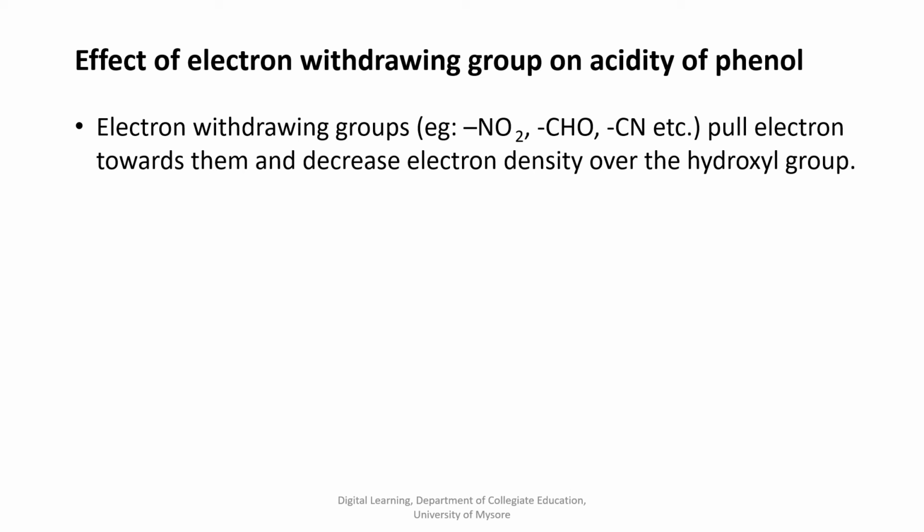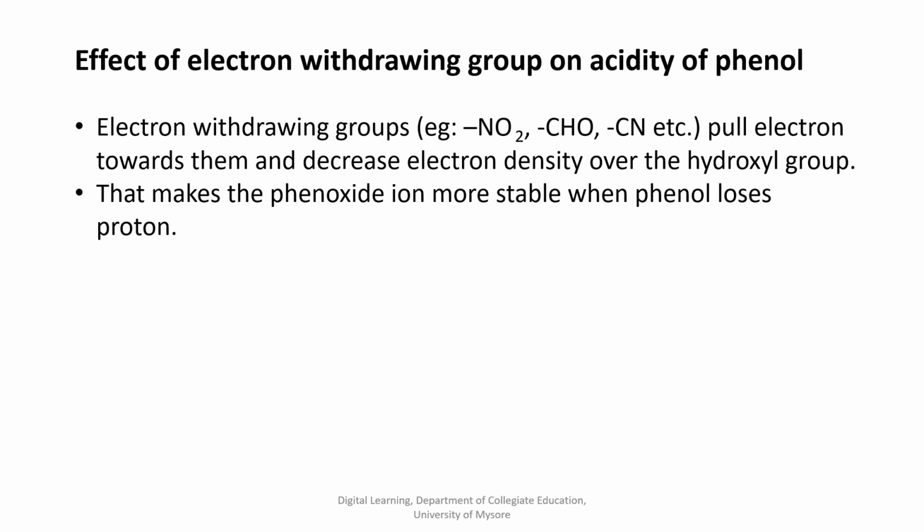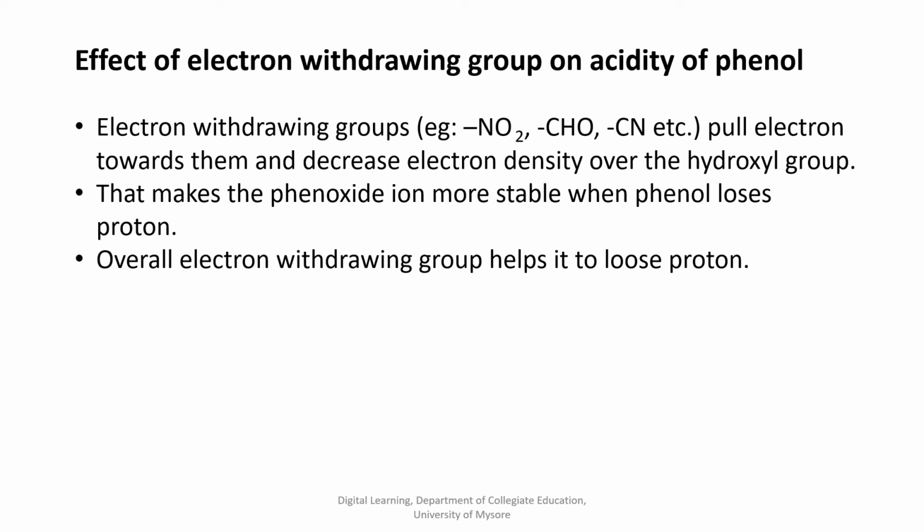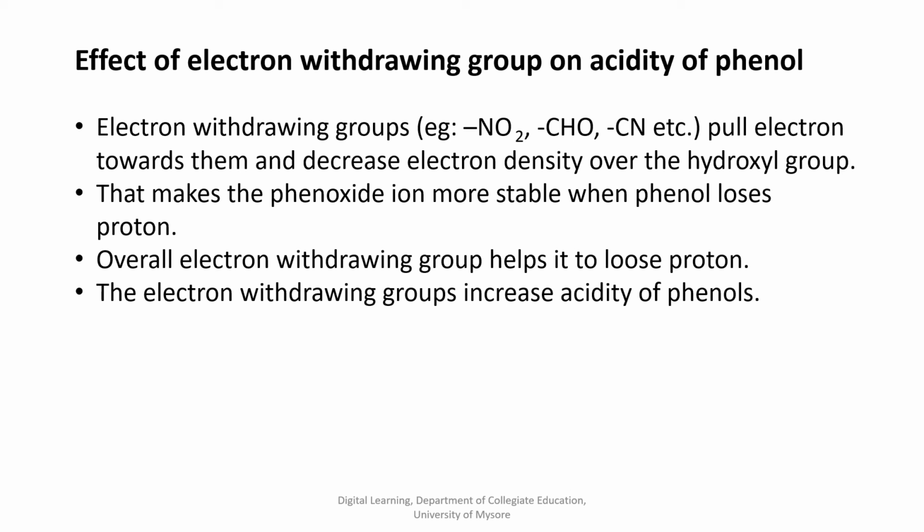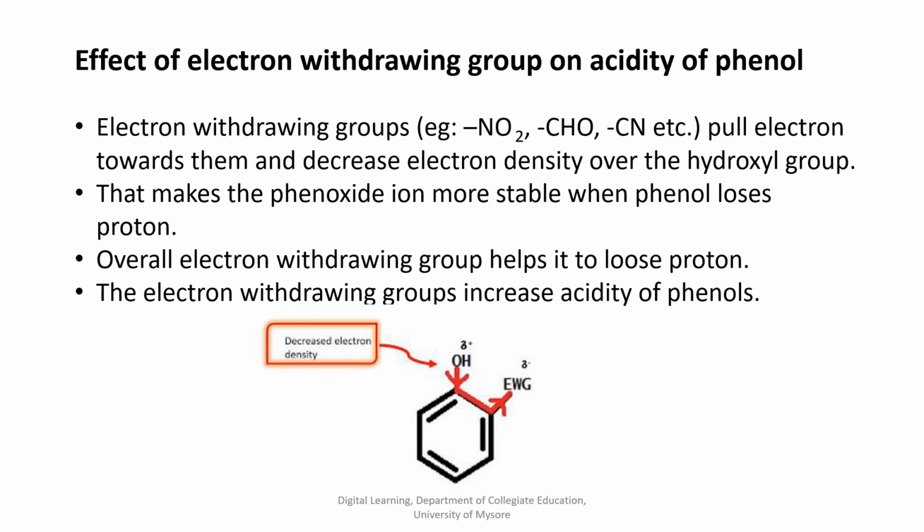These withdrawing groups pull the electrons towards them and decrease the electron density over the hydroxyl group. So this makes the phenoxide ion more stable when phenol loses the proton. So the electron withdrawing groups help to lose the proton. These groups increase the acidity of phenol by decreasing the electron density over the hydroxyl group.